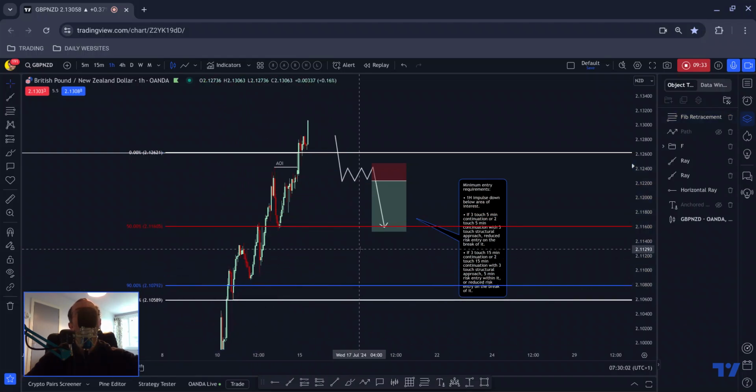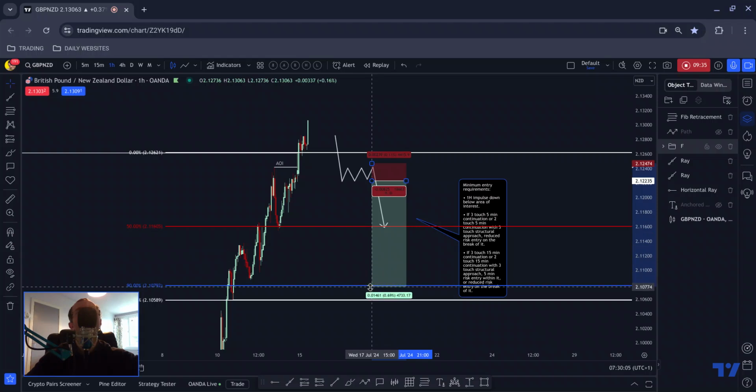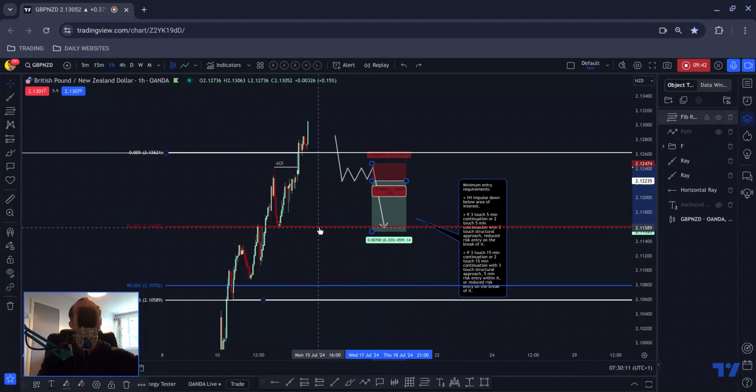Okay, and then I would set a take profit at the 90% area whilst trailing my stop loss, and that would give us something in the region of around 6%, depending obviously on the size of the stop loss.